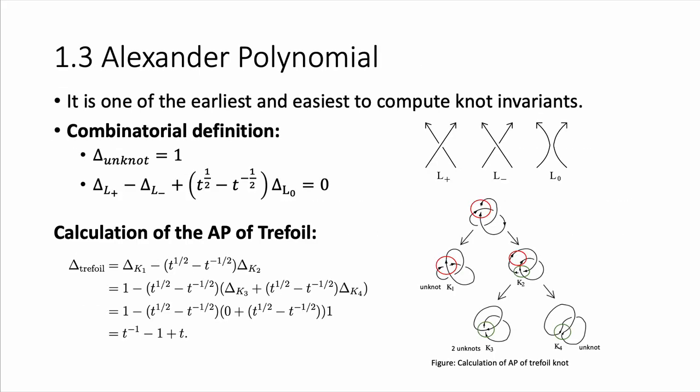For the reward evaluation, we use what is called the Alexander polynomial, which is a knot invariant, meaning it is able to differentiate different knot types. In the appendix section of the paper, we have a very detailed demonstration of how to compute such a polynomial for the trefoil protein.